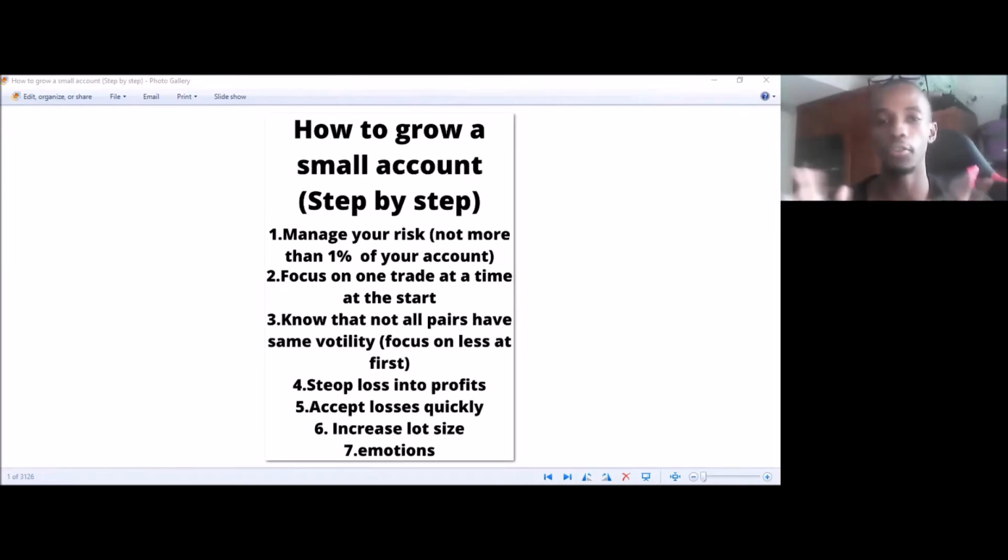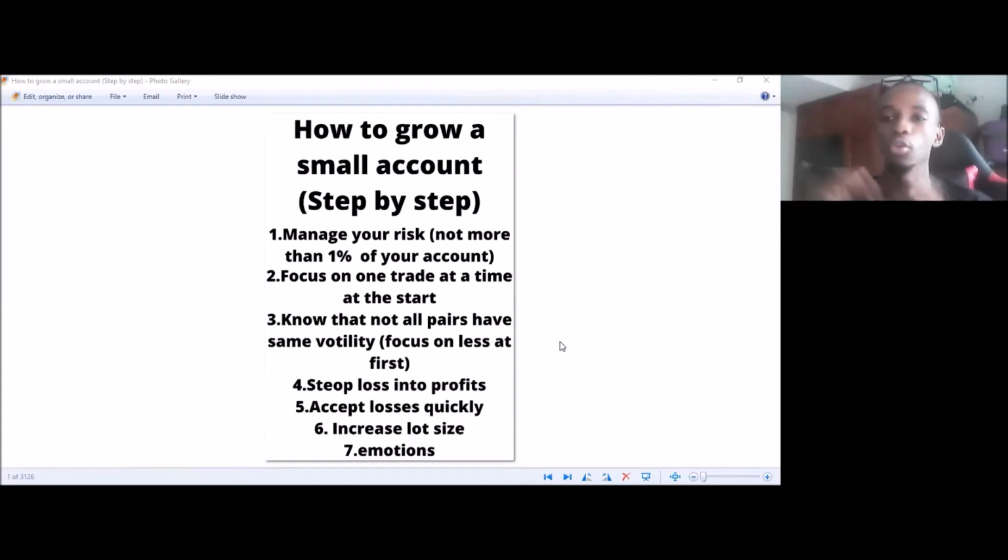Okay, so let's start with the first step. The first step is to manage your risk. Don't risk more than 1% of your account. I'd say 1 or 2% is fine. For example, if you're trading $100, 1% of your account is $1. So you don't risk more than $1. You can do $2, but that'll be it, especially if you're still starting out. So just stick to that.